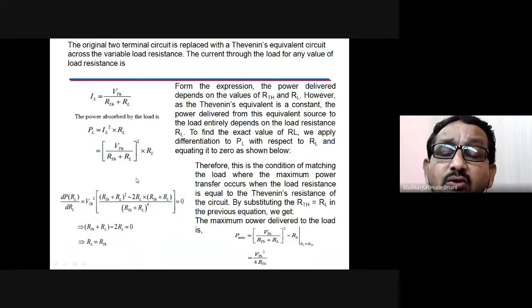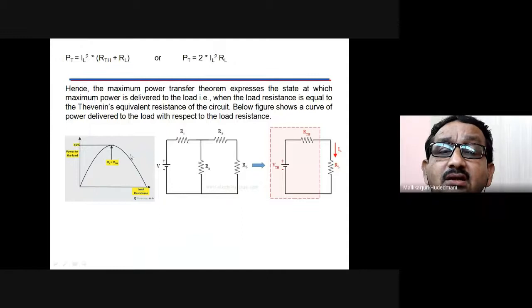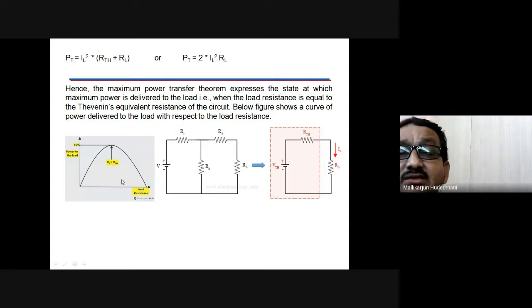If I apply this to a numerical problem, the total power transferred PT is IL square (RTH plus RL), and since RTH equals RL, PT is 2 IL square RL. This is the total power transfer in the system. So for this network, let's just see an example.